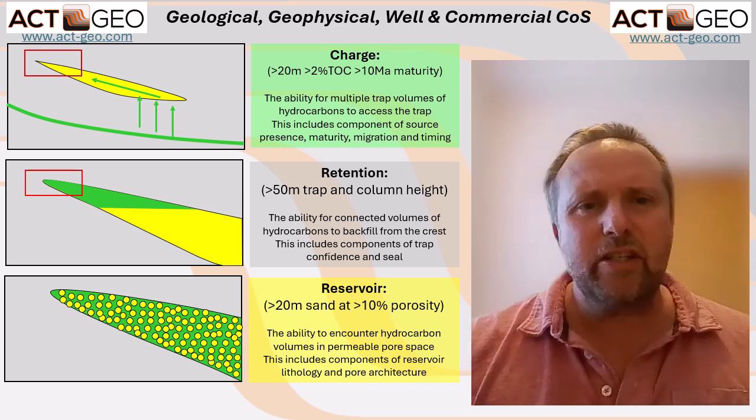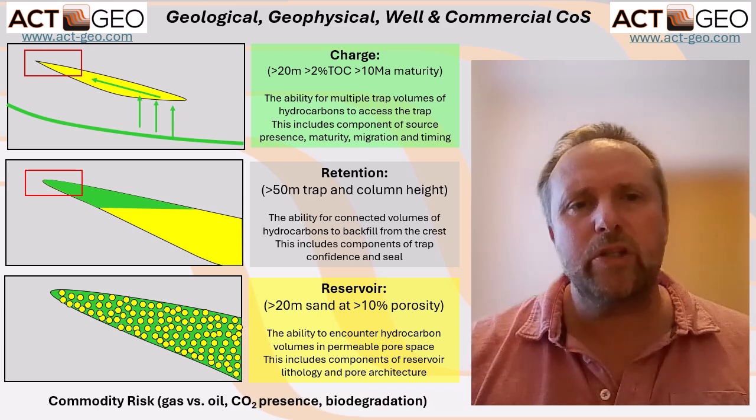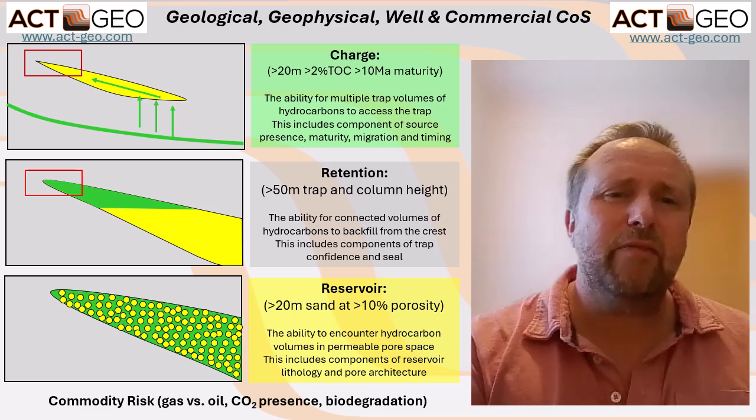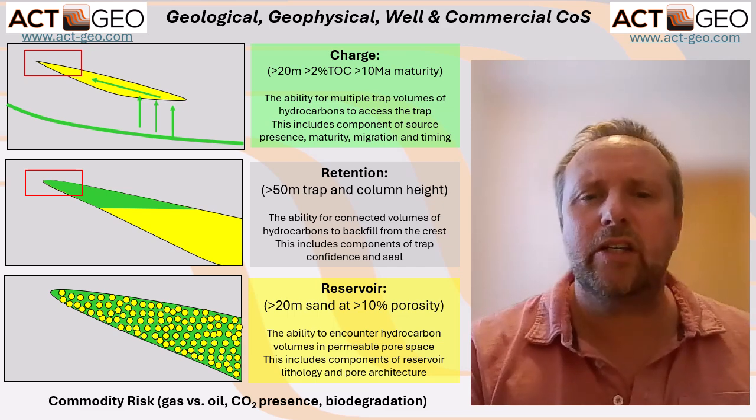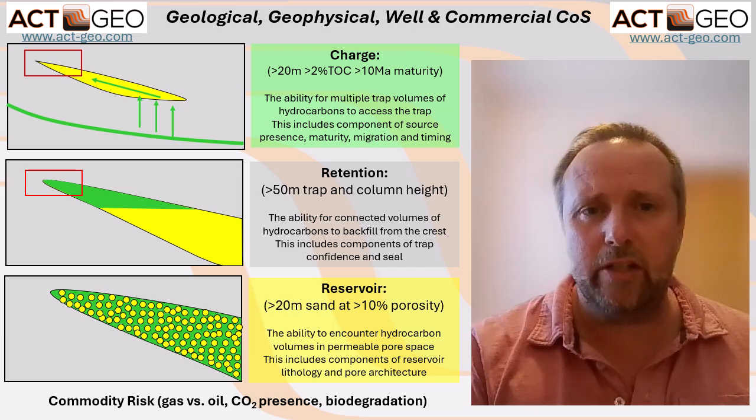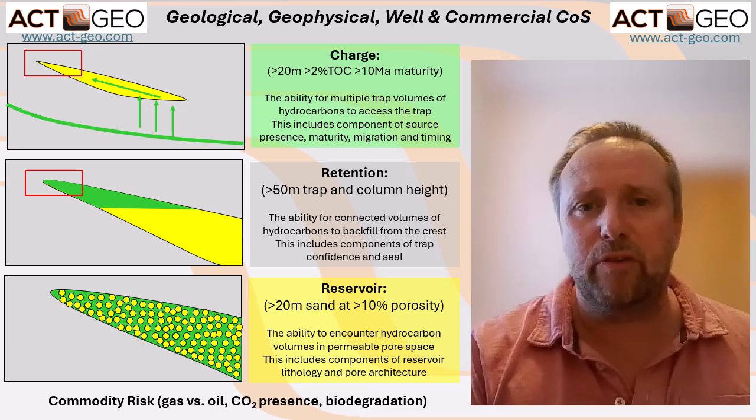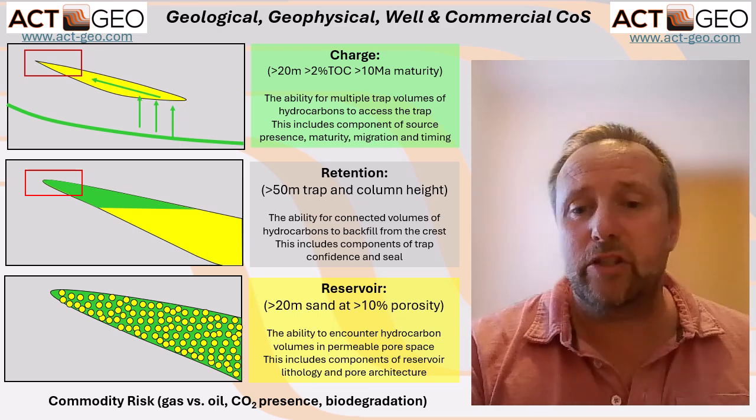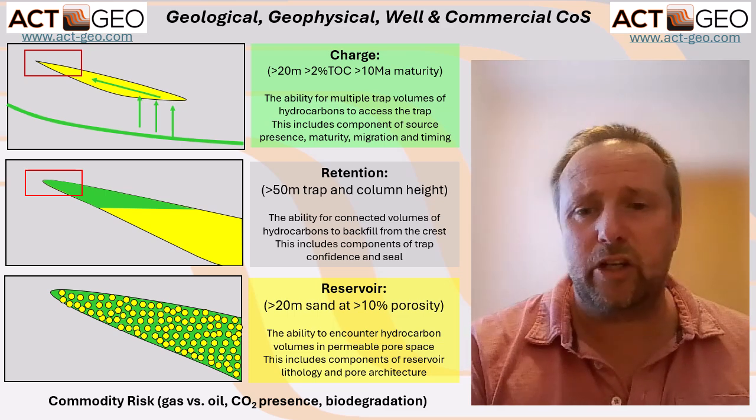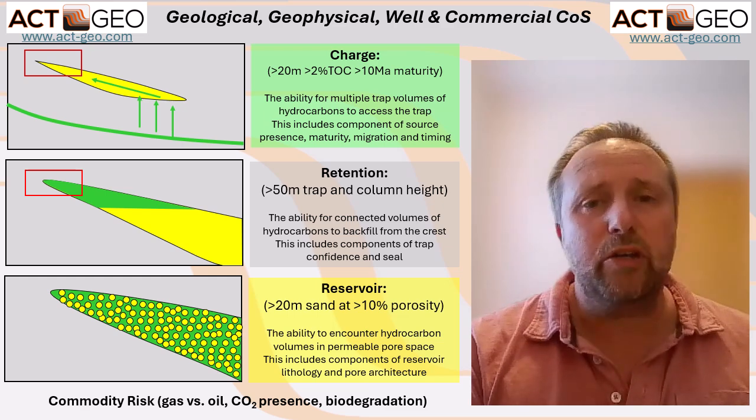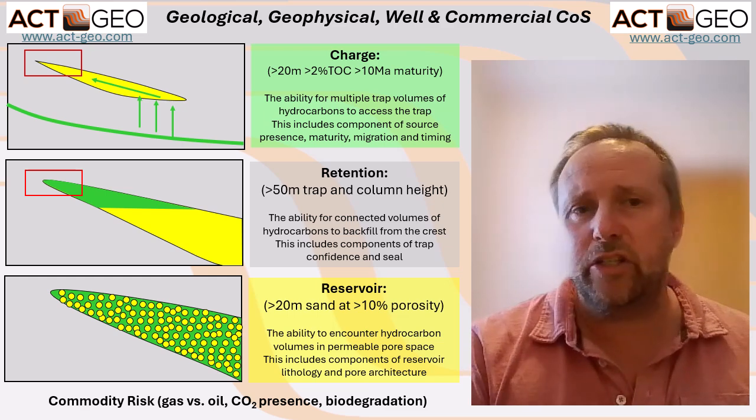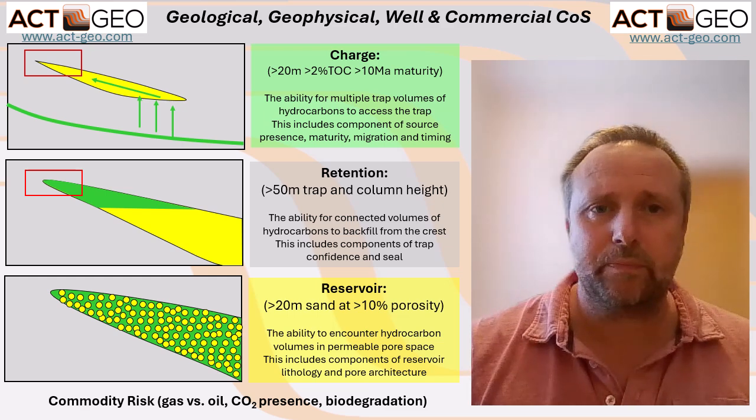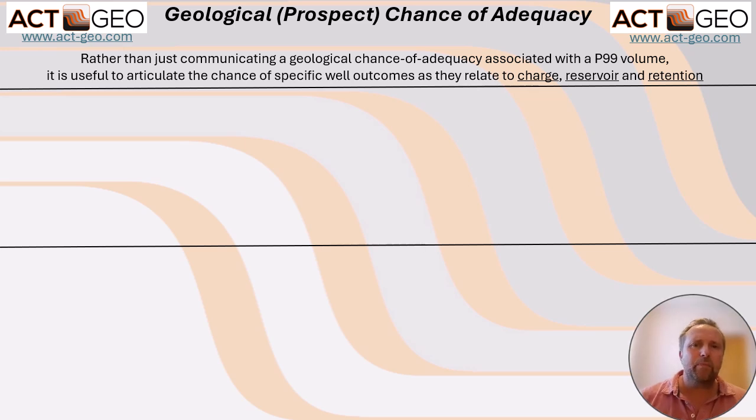And finally, there is a key component which is often forgotten, which is commodity risk. This is something you apply to success gate outcomes and considers the chance of buoyant but undesirable commodity fluids. These may include, for instance, hydrocarbon gas, if that is a non-commercial fluid, significant CO2 presence, or biodegradation-induced heavy oil. So combining these elements against geological risking minima generates a geological chance of adequacy.